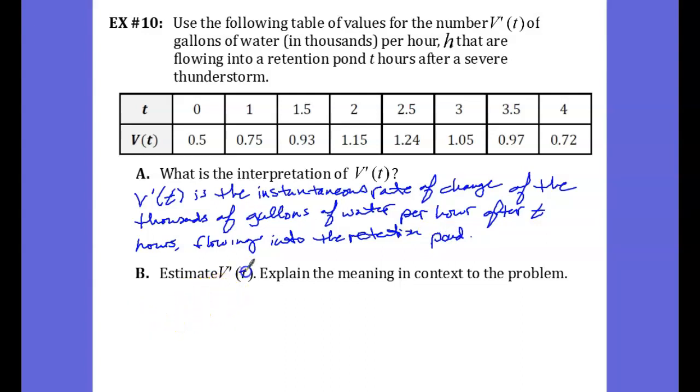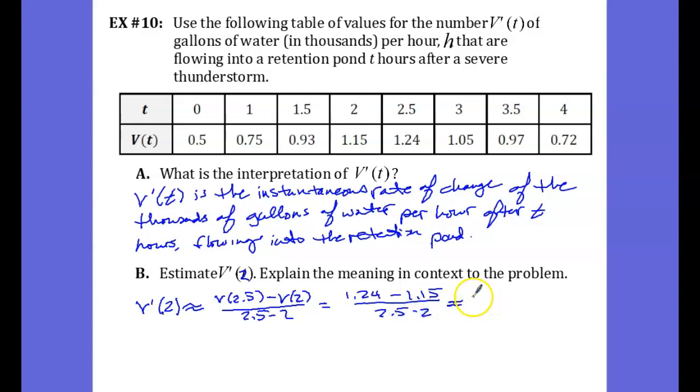In part B, we're told to estimate v prime of 2 and explain the meaning in context to the problem. So v prime of 2 is approximately v of 2.5 minus v of 2 divided by 2.5 minus 2, 1.24 minus 1.15 divided by 2.5 minus 2. And this is also approximately v of 2 minus v of 1.5 over 2 minus 1.5, 1.15 minus 0.93 divided by 2 minus 1.5.